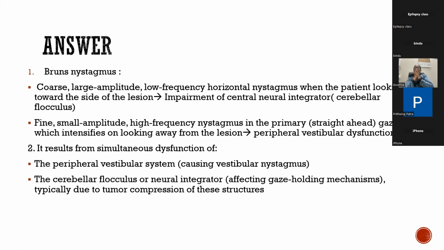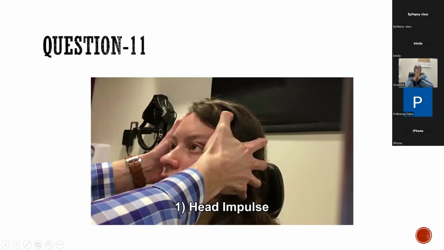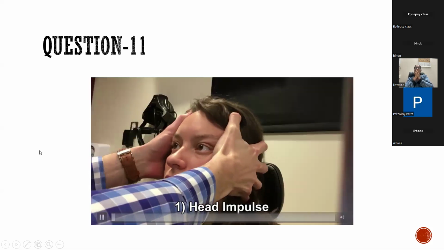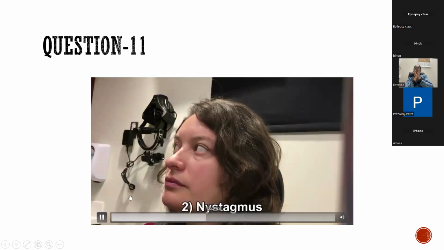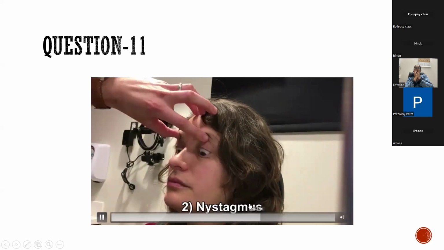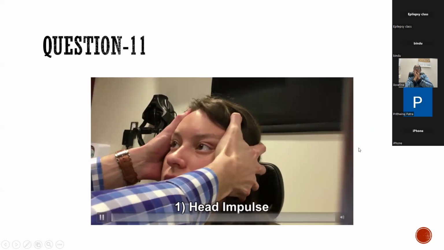So that is caused by the peripheral vestibular dysfunction. So the anatomical structures involved will be the peripheral vestibular system and the cerebellar flocculus or the neural integrator. So this was the HINTS test, which includes the head impulse test, nystagmus, and the test of skew. Here it was normal. Head impulse test was normal. There was no nystagmus. So this is a normal subject.